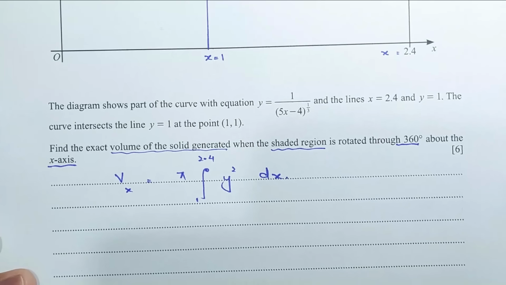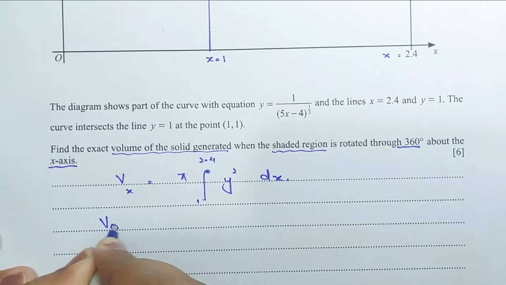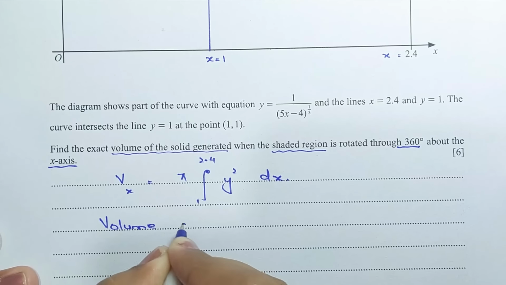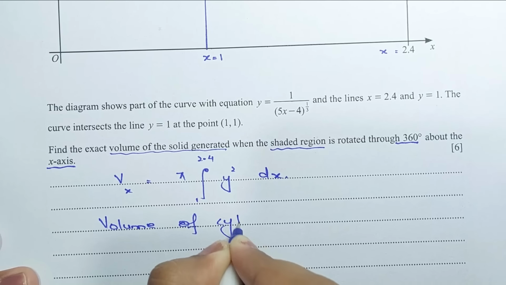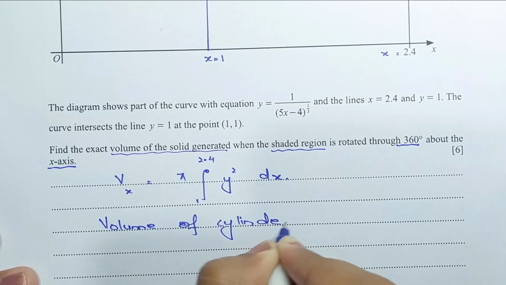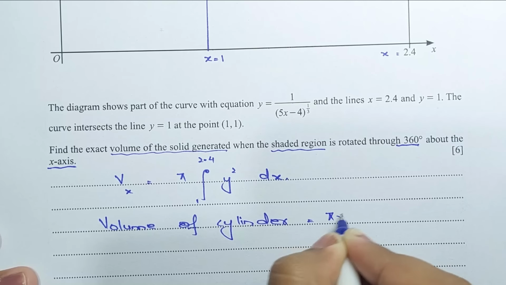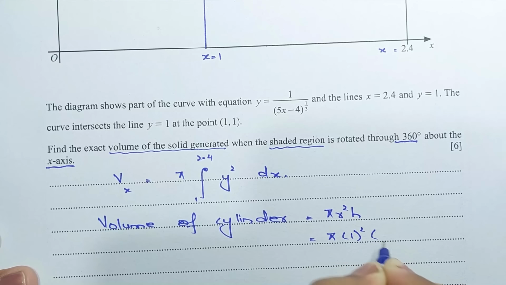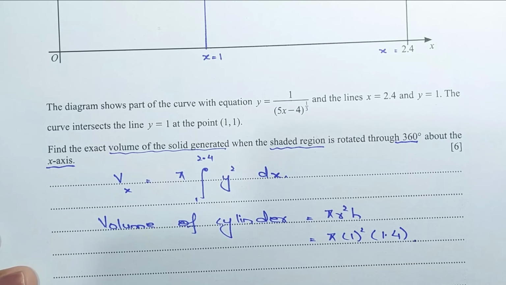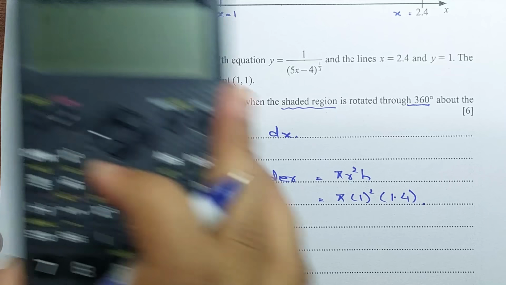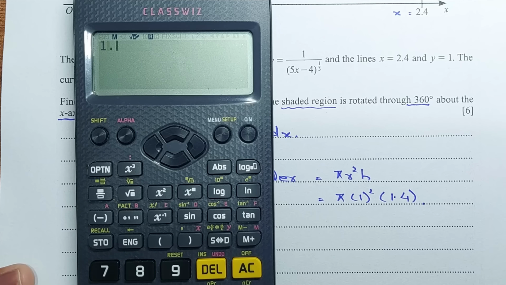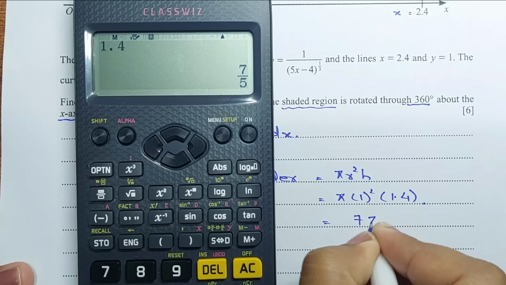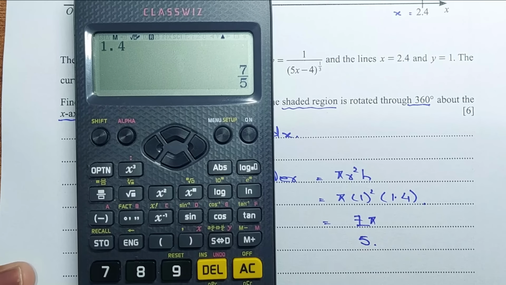Now let me solve for the volume of the cylinder. The volume of a cylinder is equal to pi r squared h. The radius is 1 and the height is 1.4, so it is 1.4 times pi. So 7 pi by 5 is the answer, right?